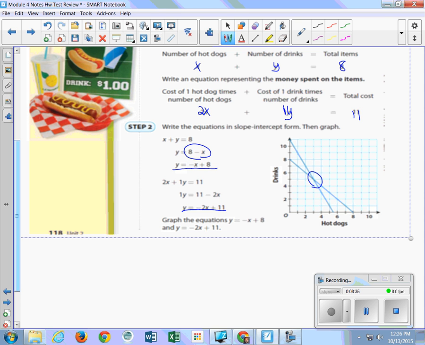And at that point, they bought 3 hot dogs and 5 drinks. So 3 and 5. I plug this back into x and this into y in each equation. It will make this true. 3 plus 5 is 8. 2 times 3 is 6. And 1 times 5 is 5. And 6 plus 5 is 11. So that all comes out true.